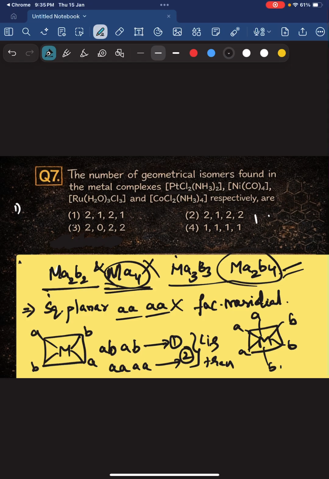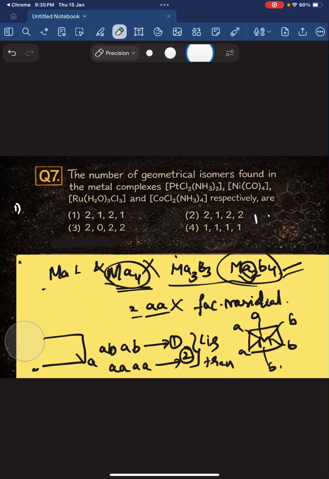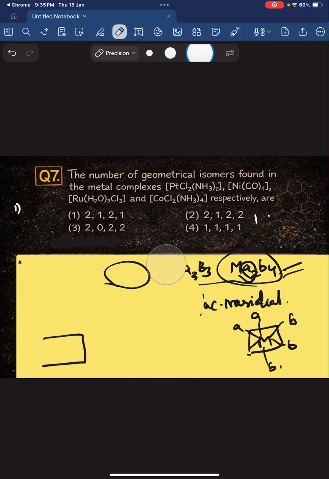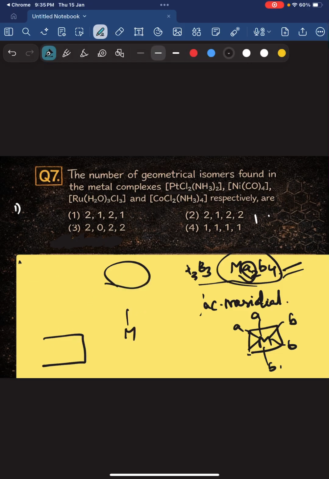Because here also cis-trans isomers are possible. So how can we write that? If the same A ligands are opposite to each other, it will be like this. If AA ligands are opposite, because en is a neutral bidentate symmetrical ligand, it will be like this. In another case, A and A are written side by side. That's how we can find cis-trans isomerism in this complex.